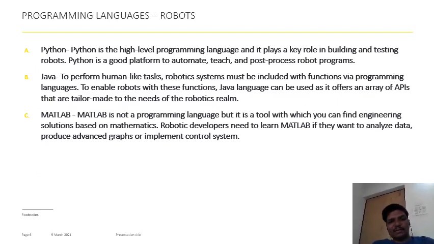The second language is Python. It is a high level programming language and plays a key role in building and testing of robots. Java is a language to perform human-like tasks. Robotic systems must be provided with functions via programming languages to enable robots with these functions. Java can be used as it offers an array of programming setups that are tailor-made to the needs of the robotic realm. Whatever you want to make, you can customize it by learning Java programming.